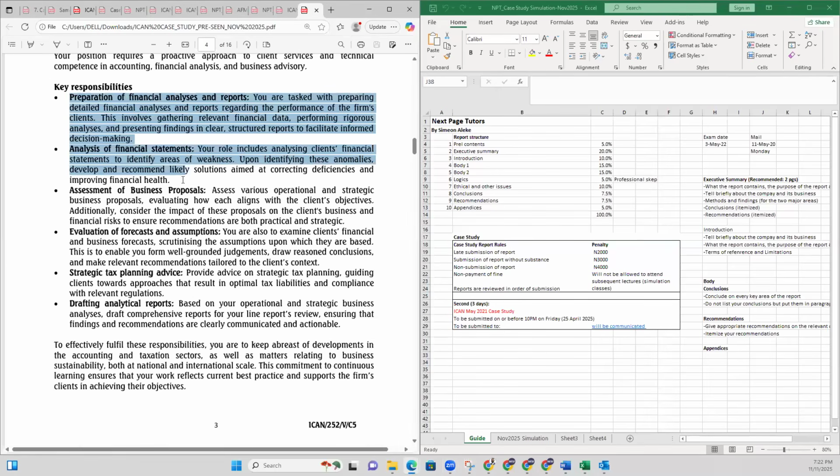Obviously, if you look at this, considering that they also give you financial statements in this particular diet, it will be very, very unusual. I'm looking at your first 2 responsibilities now. I hope you are with me.